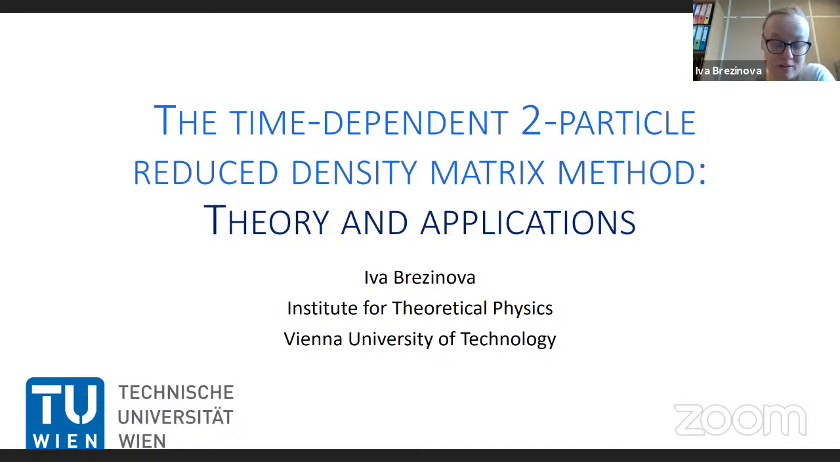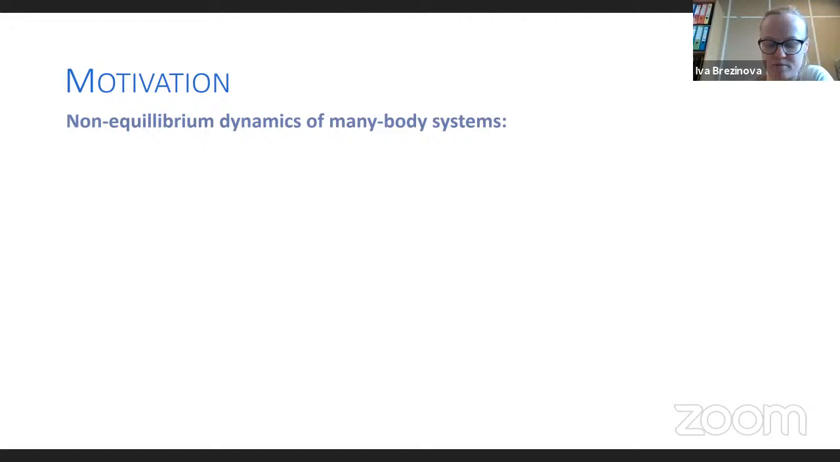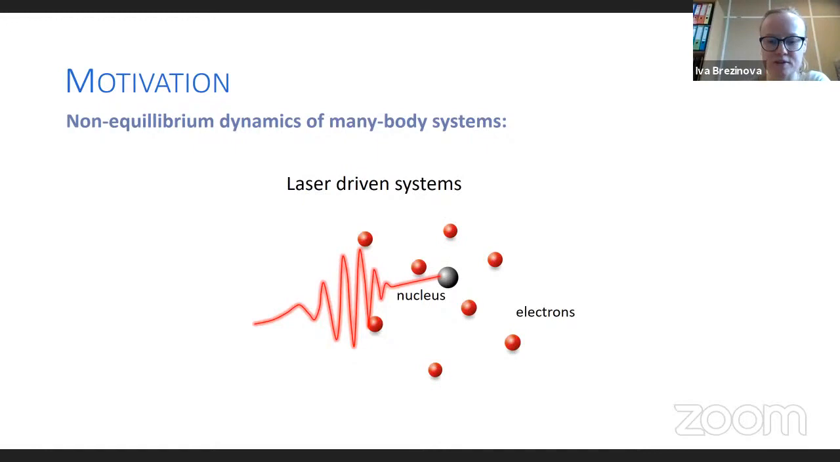One disadvantage of this method is that it has a very long name, so I will use the abbreviation TD2RDM. It's much easier to remember. I will show you what this theory is about, and I will show you our first applications of this theory. We are generally interested in non-equilibrium dynamics of many-body systems. A prototypical example is electrons, for example in an atom, or maybe also later in a molecule, driven by a strong or an ultra-short laser pulse. This is the prototypical platform we want to use our theory for.